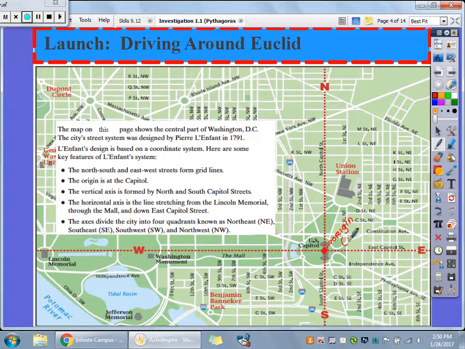And the coordinate for that is 0, 0, okay? And so what that does is it uses north and south Capitol Street and east and west Capitol Street as its boundaries for the quadrants. So this is quadrant 1, quadrant 2, quadrant 3, and quadrant 4. This is the northeast quadrant, northwest quadrant, southwest quadrant, southeast quadrant.